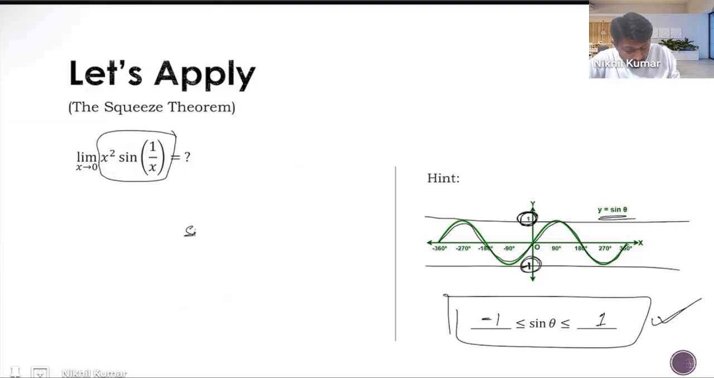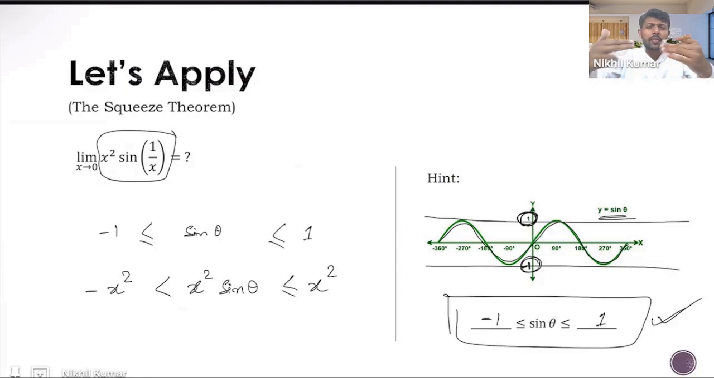So sine theta lies between -1 and 1. What can you tell me about x square times sine theta? What can you tell me about that? x square sine theta would lie between -x square and x square, isn't it? What we have done is we've used the same inequality, just multiplied x square everywhere.